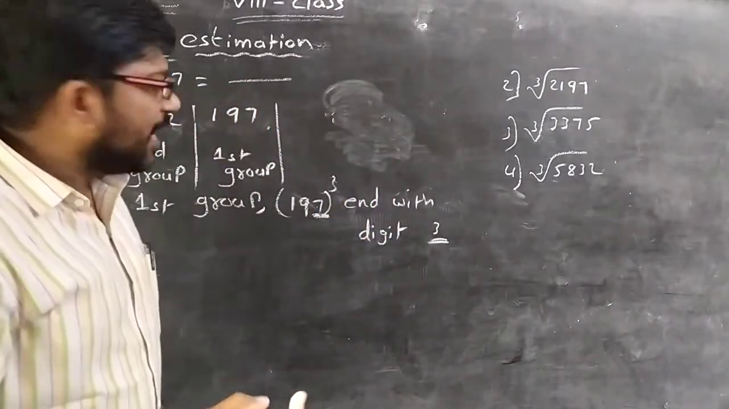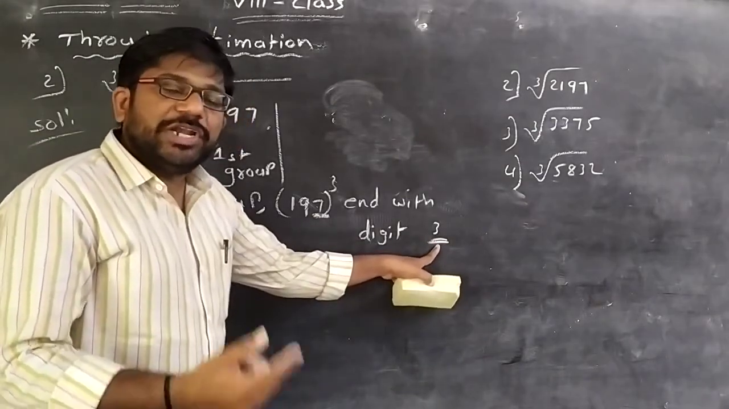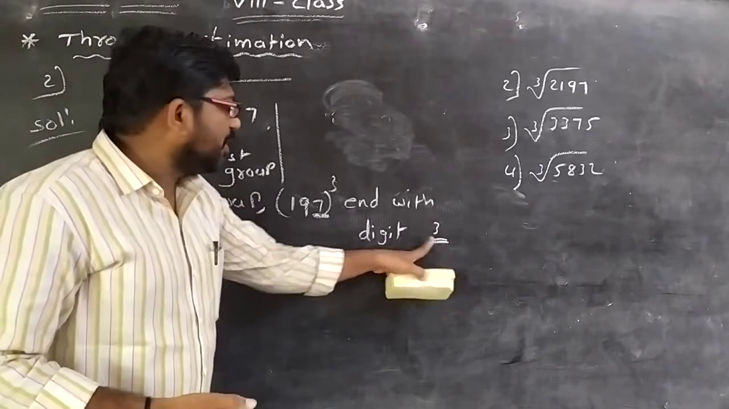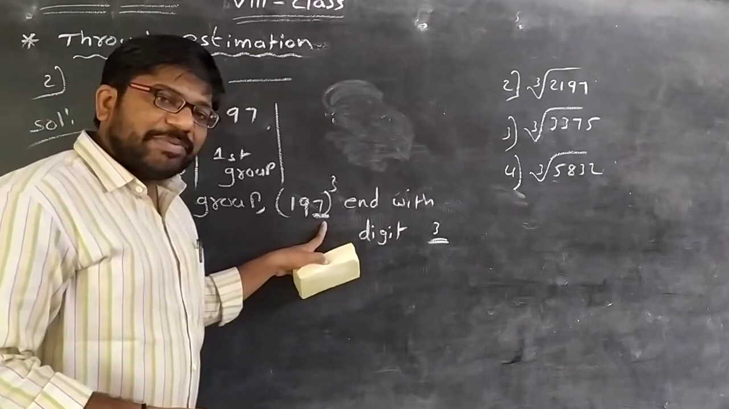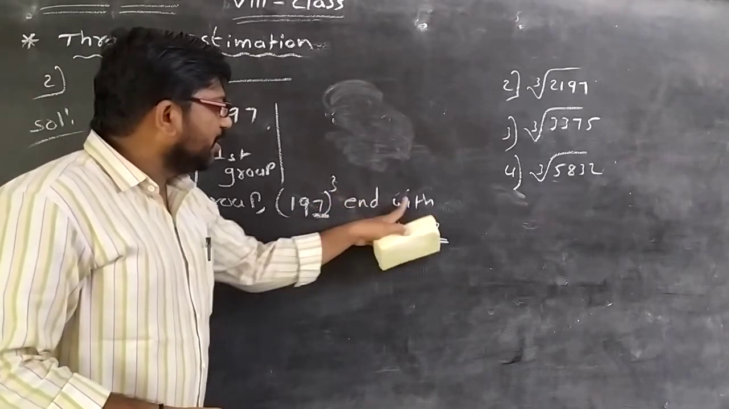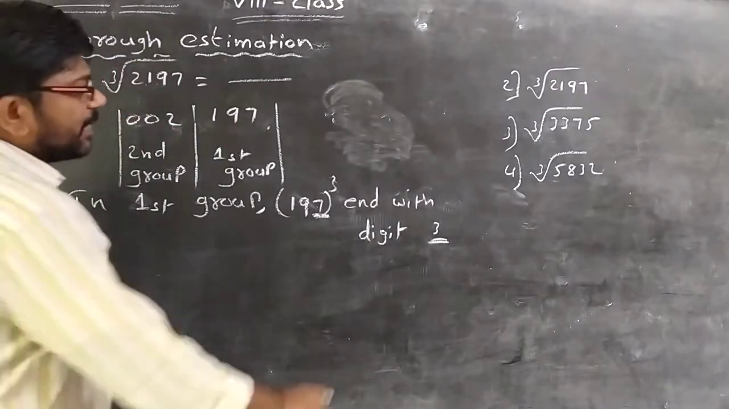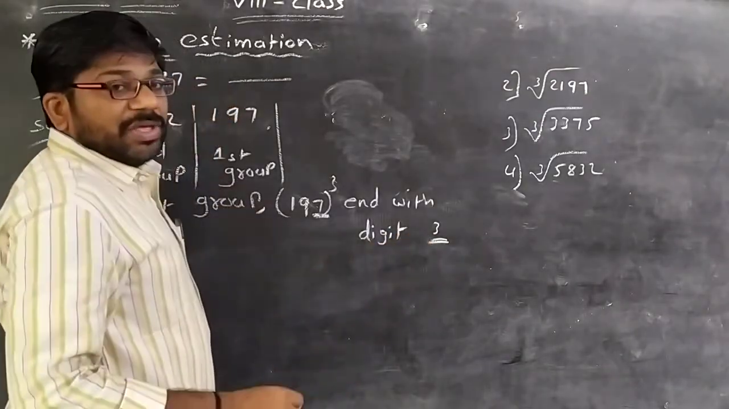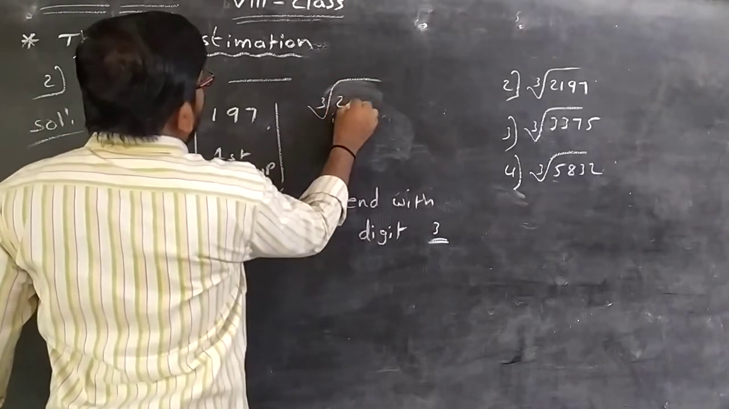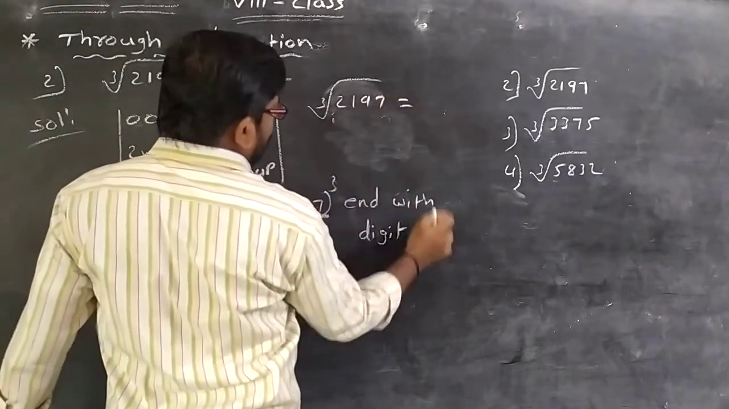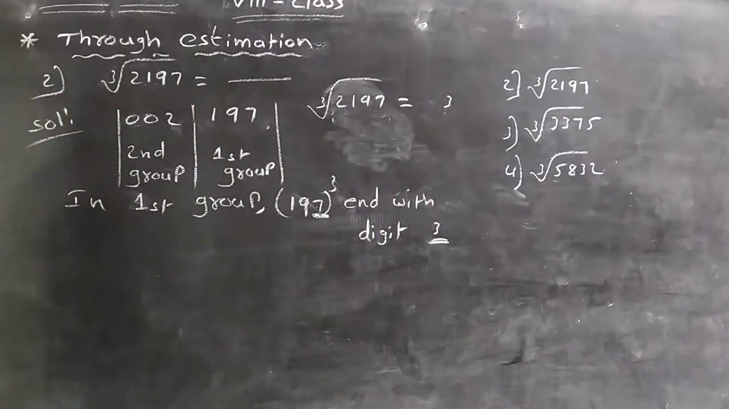3 threes are 9, 9 threes are 27. Units digit 7, right? So 197 whole cube ends with the digit 3. So that is the second step. It comes in the units place. The cube root of 2197 is equal to 3 in the units place. Now the tens place.